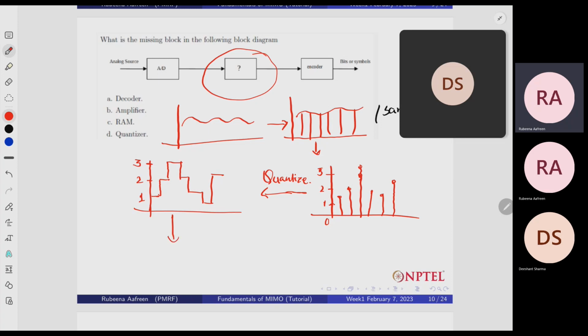So after quantization, the encoding happens. Suppose 3 levels are there. How do we encode these levels? Suppose we are encoding them as 0 0, this is 0 1, 1 0, this is 1 1. So these are 4 levels. So whatever we obtained after the quantizer, we can easily encode. So what is the missing block in the following block diagram? There is the quantizer. So D is the correct answer.